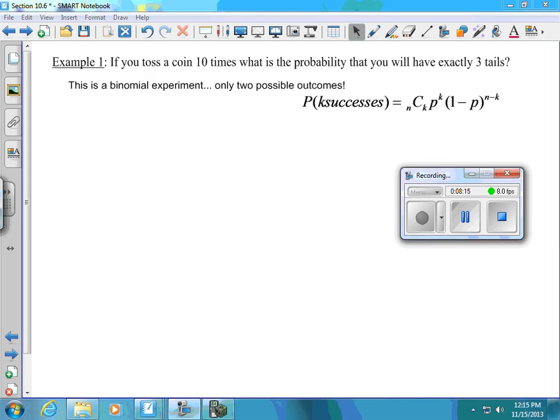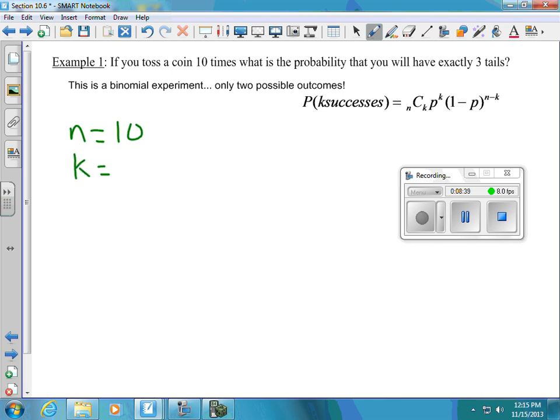Okay, let's try a couple examples, actually calculating binomial probabilities. If you toss a coin 10 times, what is the probability that you will have exactly 3 tails? This is a binomial experiment because you only have 2 possible outcomes. So let's label all these pieces. N is the number of trials. How many times do we flip the coin? That's 10. K, how many successes do we want? We want exactly 3 heads. Excuse me, 3 tails. Same difference either way though.